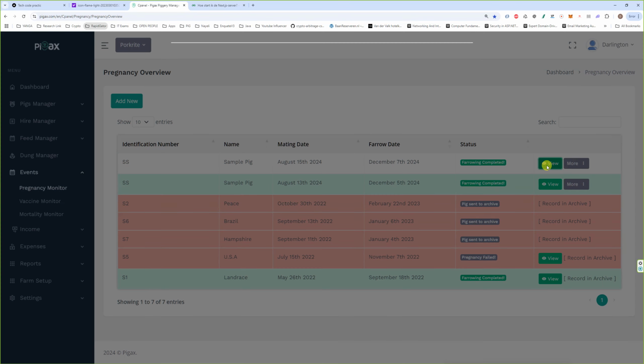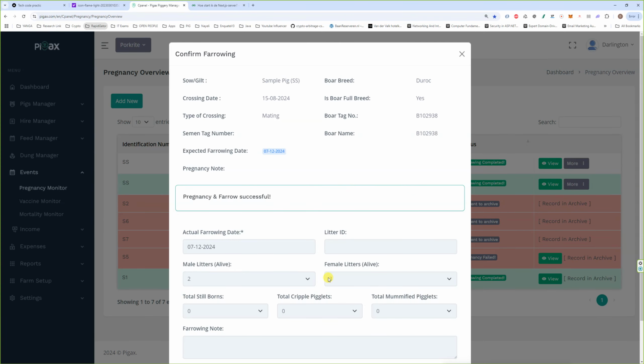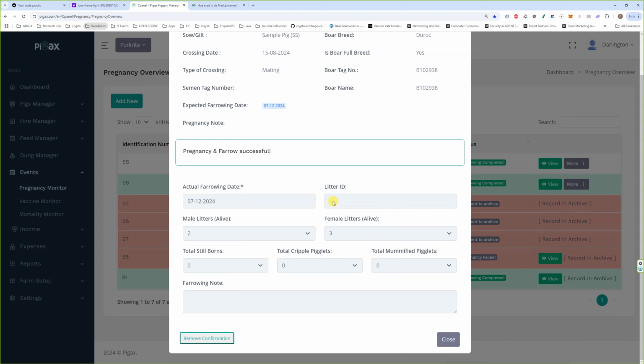On all the other processes, the only time you see this is when you are trying to register the farrowing process, when you say, okay, yes, the delivery just happened. So what you're asking is the latter. You only get to fill in the litter ID when the pig has given birth.